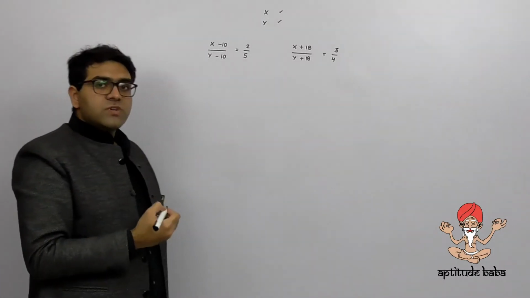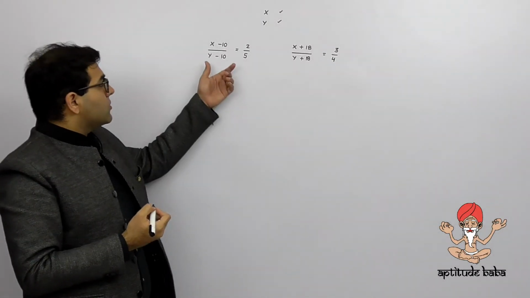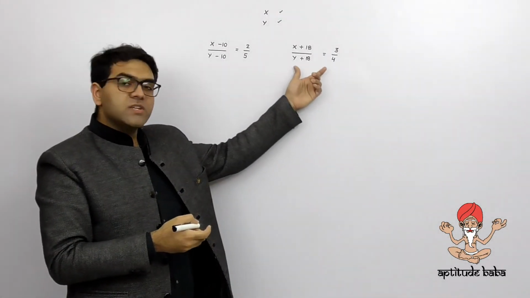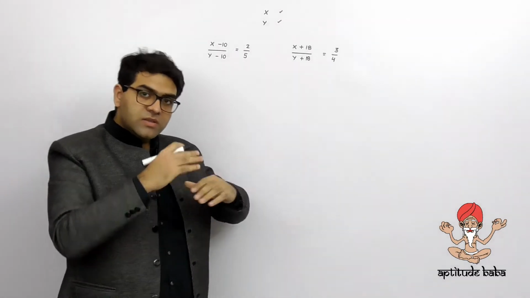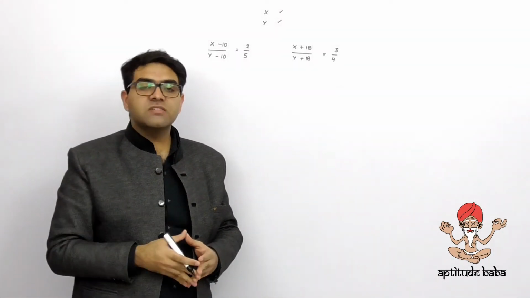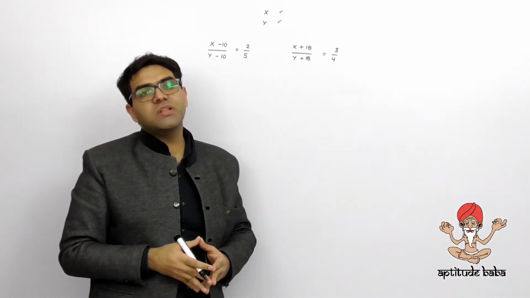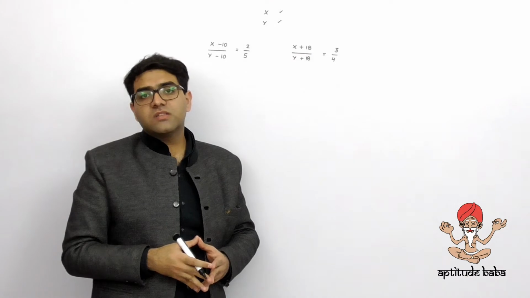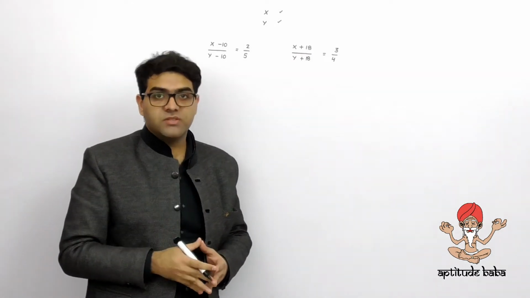What most of the students do is that they create an equation of x and y out of this expression and a second equation of x and y out of this expression. They solve those two linear equations of x and y simultaneously and get the values of variable x and y to solve the question. I am not saying ये method गलत है, but ये एक unnecessarily लंबा method है.